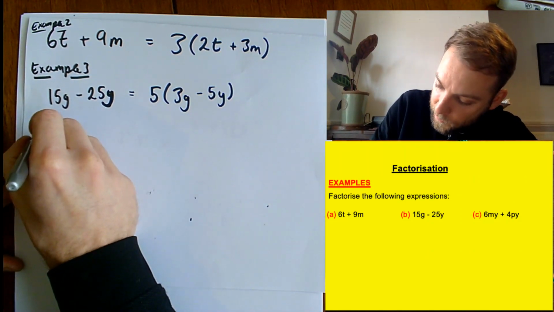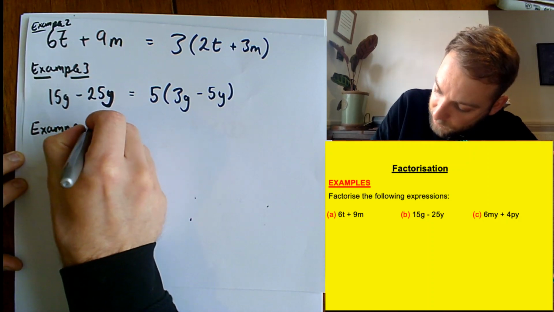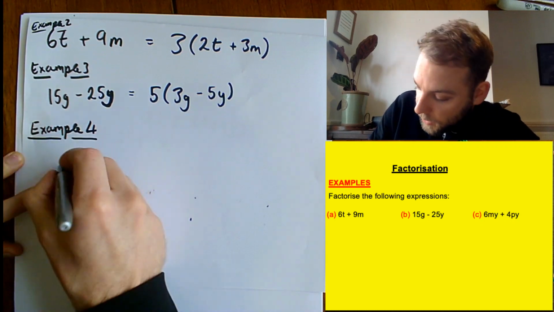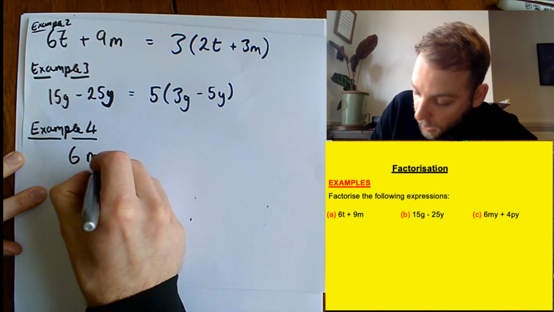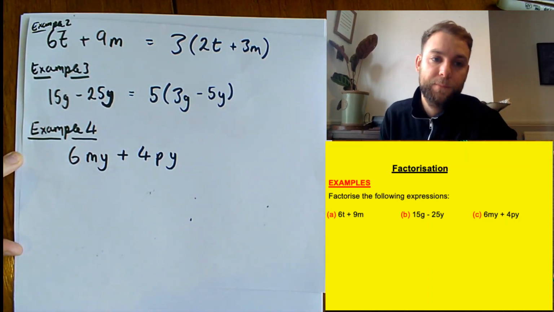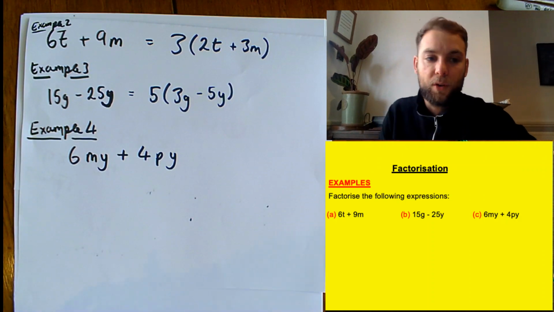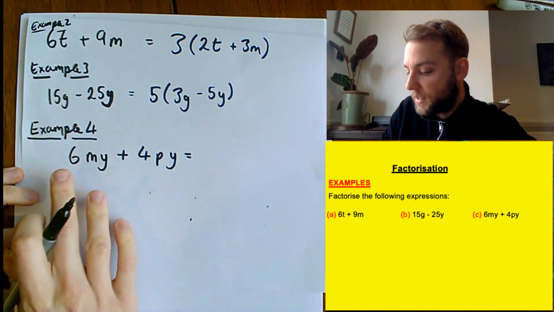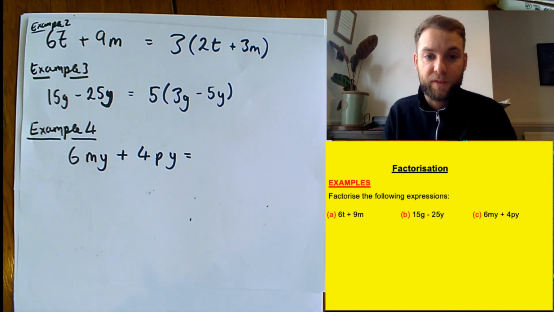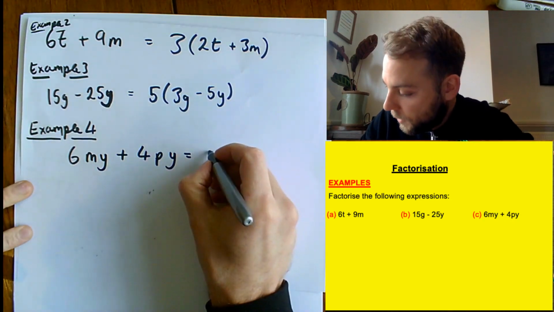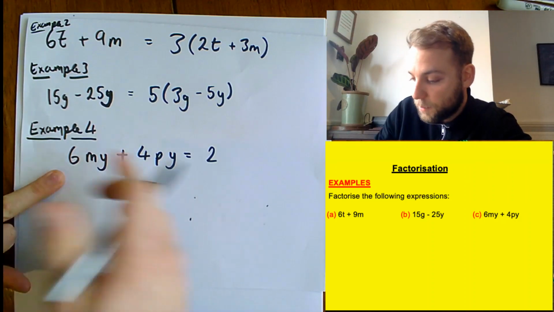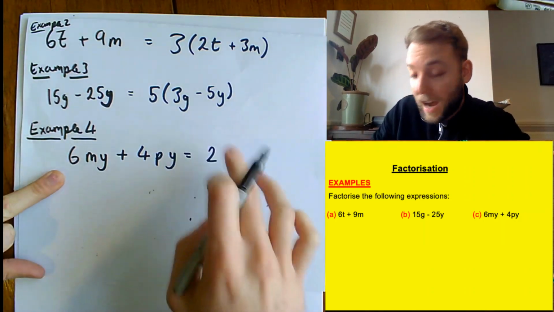Example 4. So I'm going to do quite a few of these examples. So you'll notice with this one, I've got 6my plus 4py. So first of all, let's think about the numbers. What's the highest common factor of 6 and 4? So what number goes into 6 and 4? Well, the number that goes into both of these is 2. 2 goes into 4, 2 goes into 6. There's nothing else that goes into both of them. Well, there is 1, but this is the highest one.